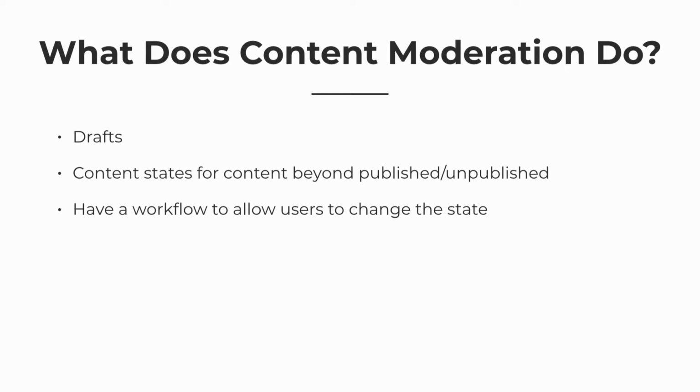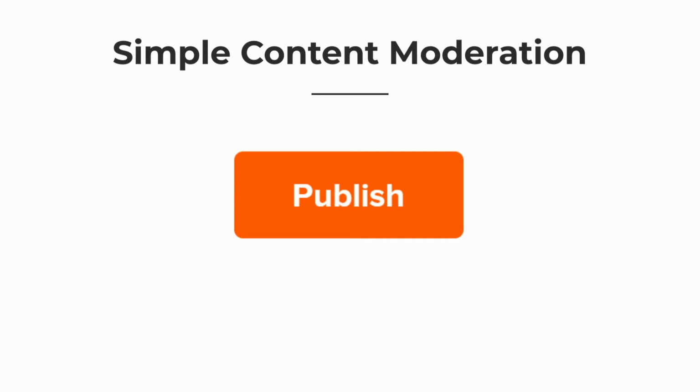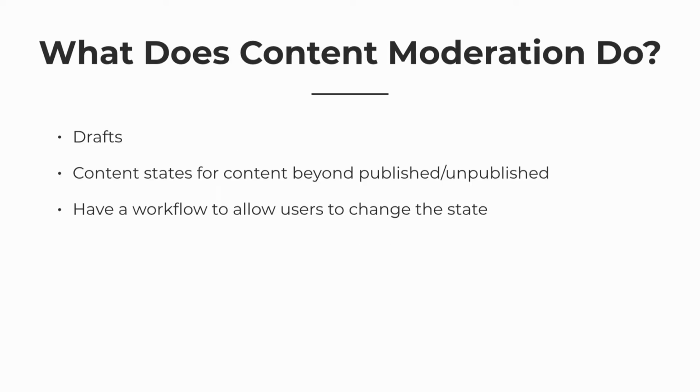So if we look at what it does, it's basically doing three things. First of all, and the first thing I think is actually the most interesting in a way, the most useful for the most number of sites, is the ability to create drafts. That's something that maybe you think you can do with just a publish button, because you can have content that's unpublished. But in fact, a simple publish button doesn't give you the ability to have drafts, because once content is published, there's no way to create another draft of that content that's unpublished.